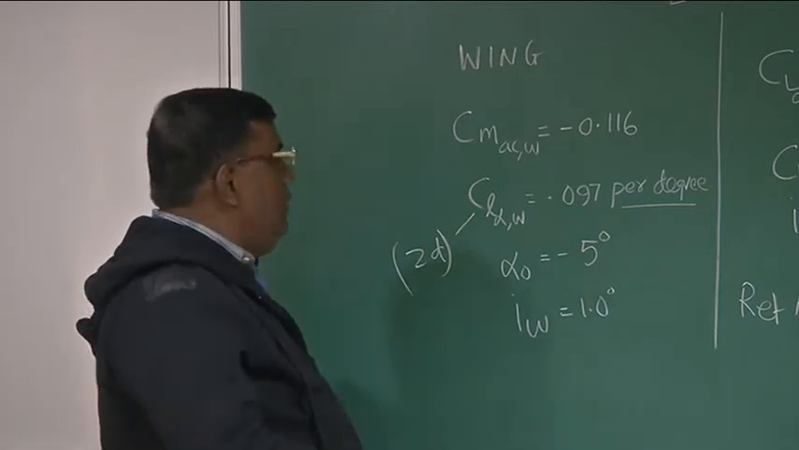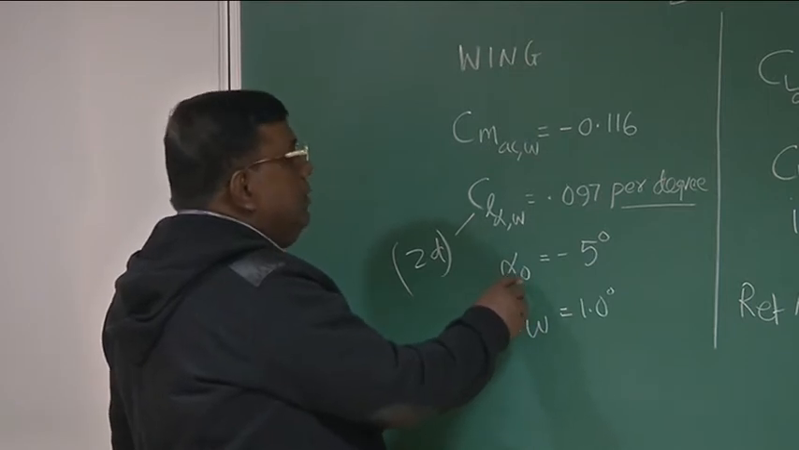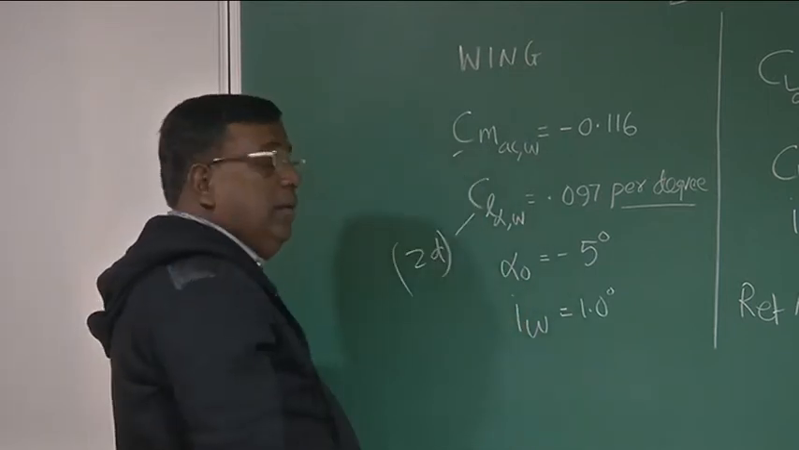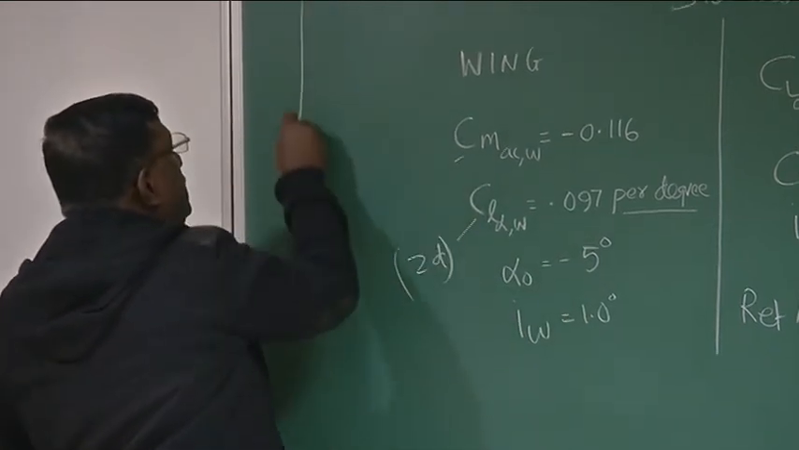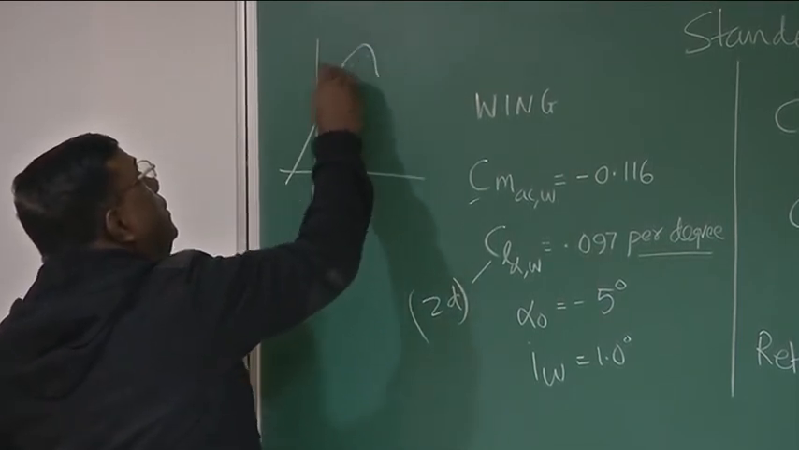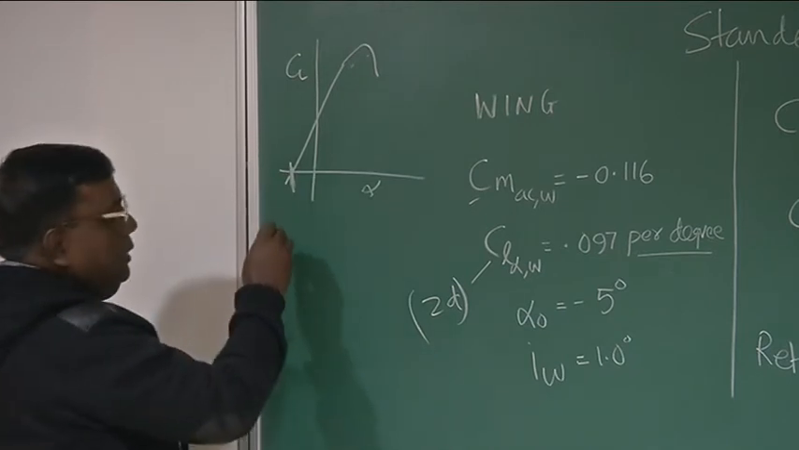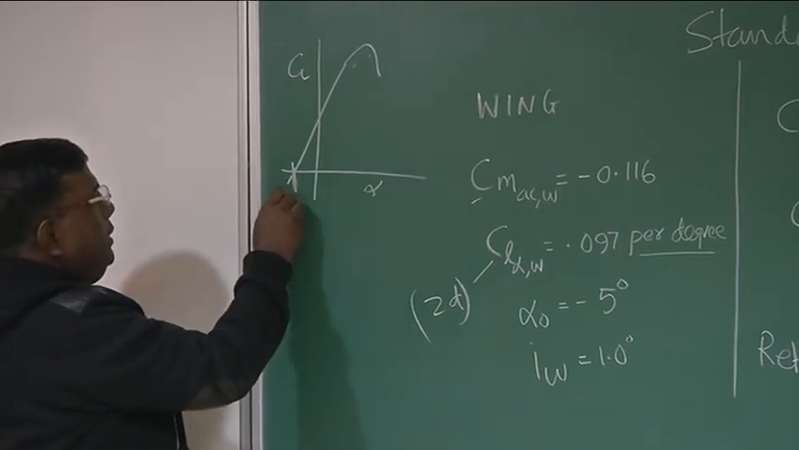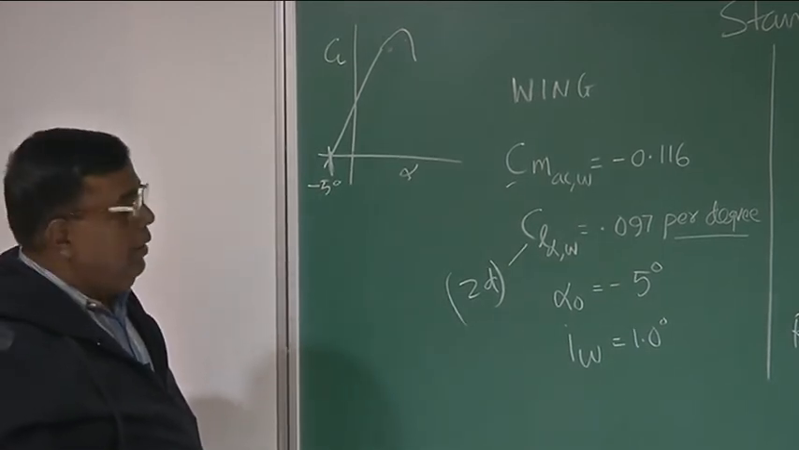Then again, alpha 0 means alpha at lift equal to 0, or CL equal to 0. Since it is a cambered aerofoil, from here we have inferred this is minus 5 degree. That is, if I try to draw it, CL versus alpha, this is CL, this is alpha, this is that minus 5 degree. Okay, this is typical of a cambered aerofoil.